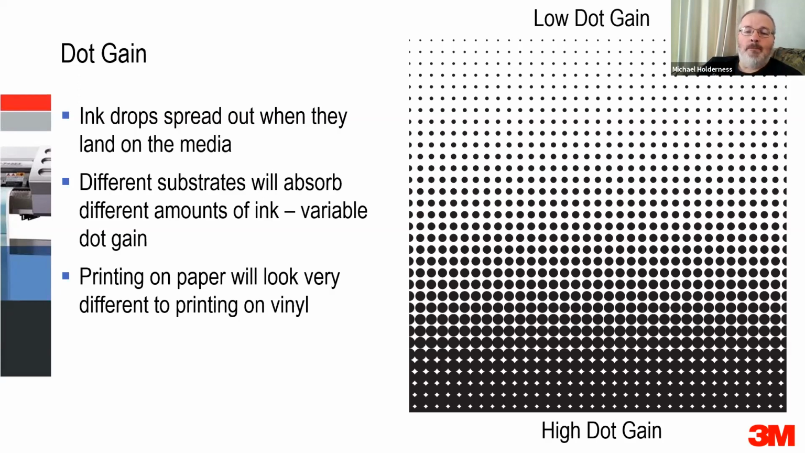So if you print a proof on paper, it's not going to look nearly the same as if you print that proof on vinyl. So if you're printing proofs for the customer, print it on the same media that your customer is actually going to be looking at. So don't print it on paper if you're printing it on vinyl, because it won't look the same. So essentially what we're saying there is different surfaces will absorb the ink in different ways, and it will have a big effect on the outcome. So don't expect it to look the same if you print on different media.